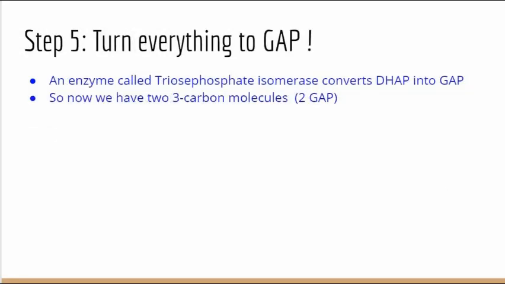And now in step 5, we have triosephosphate isomerase. I cannot pronounce that. We essentially have this complicated-named enzyme turn DHAP into GAP. So now we end up with 2 GAP molecules.